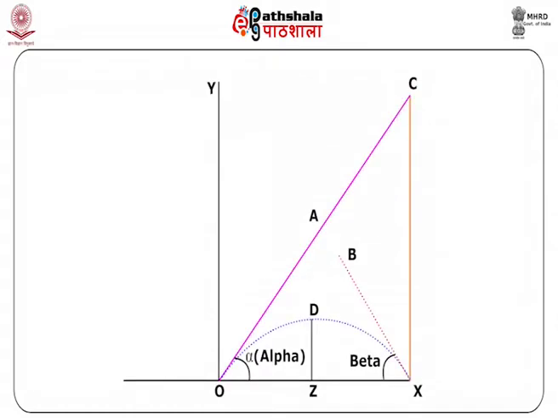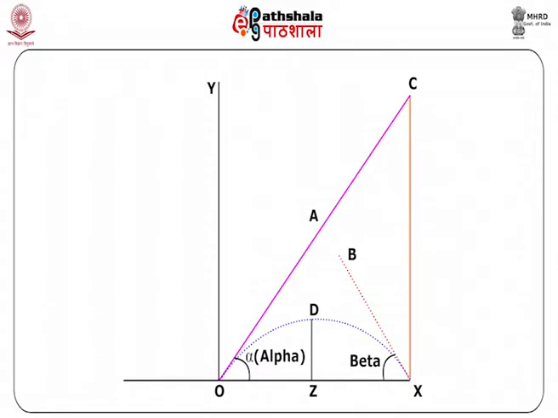Let a bullet be projected from a point O in the direction OC as shown below. OX represents maximum horizontal range and horizontal axis. OY represents the vertical axis. Angle COX is the angle of projection. Curve ODX represents the trajectory, that is, the path traced by the bullet. OAC is the direction of projection of the bullet.